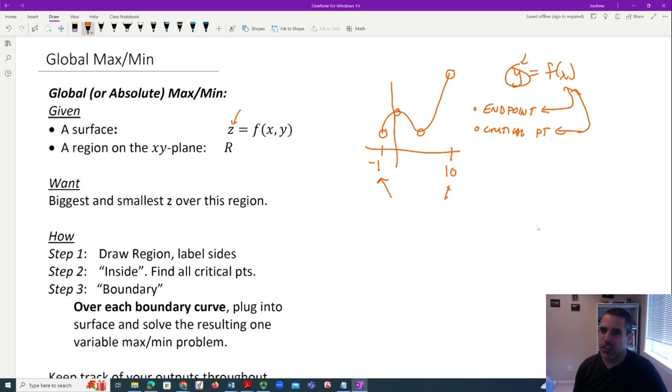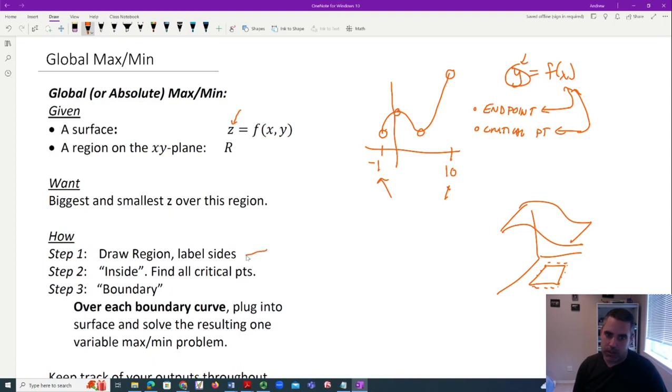In multivariable calculus, you're going to have a region on the ground, and if you have a region on the ground, there's an infinite number of endpoints to check everywhere along this edge. That's trouble. Okay, so here's what we do.